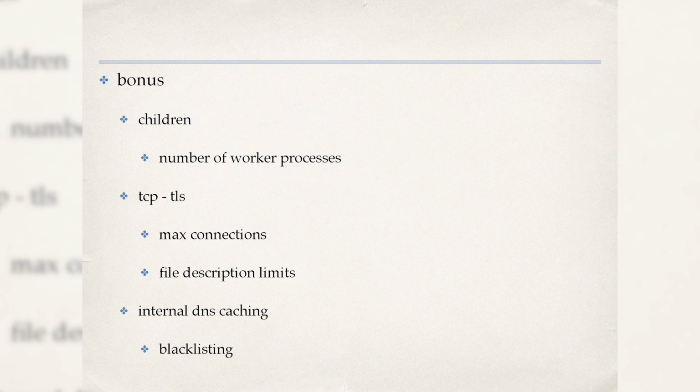A couple of bonuses. Children would be the parameter that sets the number of worker processes. So maybe you want to increase that if you have a lot of traffic. If you do a lot of TCP/TLS, we have some limits on the maximum number of connections. So you have a bit of protection against an attack opening a lot of connections. Then, of course, there are some other options, how long to keep a connection open, and sending keep alives over these TCP connections.